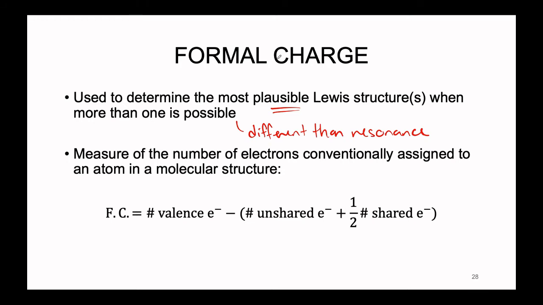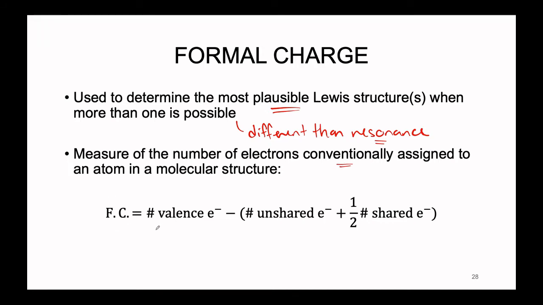Formal charge is going to be necessary when it would appear as though we have the option to make a resonant structure, but it turns out that the options that we would end up drawing are not actually equal in energy. How do we know which of these options is actually going to be the correct option when we are not actually going to be in resonance? How we find formal charge: this is a measure of the number of electrons that are conventionally assigned to an atom in a molecular structure.